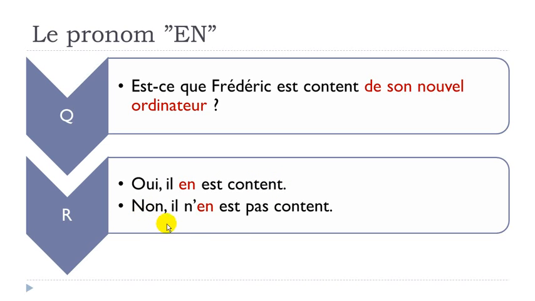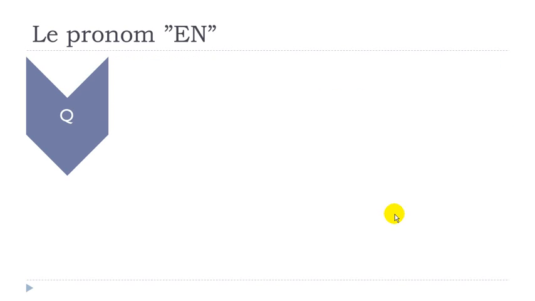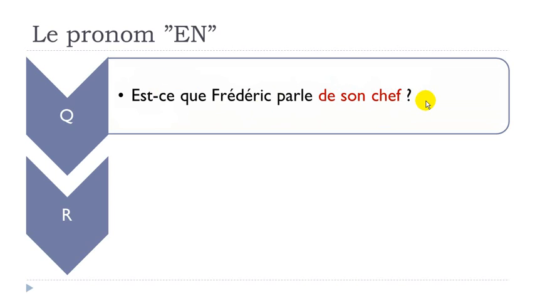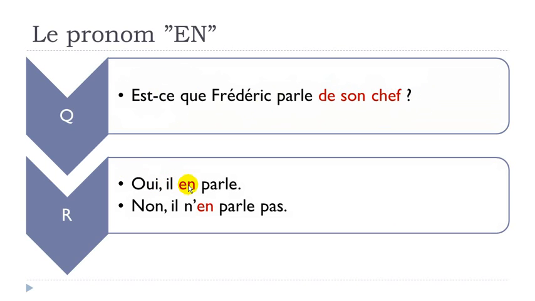Negative form, non, il n'en est pas content. So same thing, en stays before the verb, and then you've got the first part of the negation ne, but then e is going away. All right? Oui, il en est content. Non, il n'en est pas content. Est-ce que Frédéric parle de son chef? Oui, il en parle. Non, il n'en parle pas.